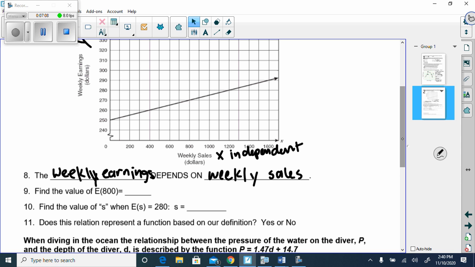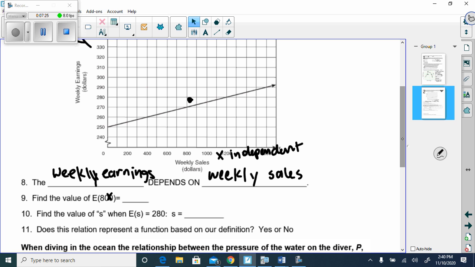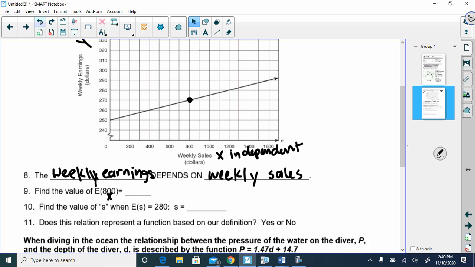Okay. Then number 9 says find E of 800. Well, normally it would be an X in that parenthesis, right? Okay, so it wants to know what we get when X is 800. 270. Very good. So I would have $270 in earnings.